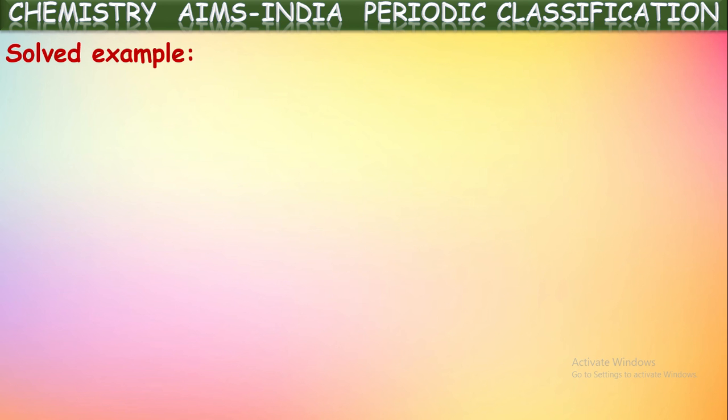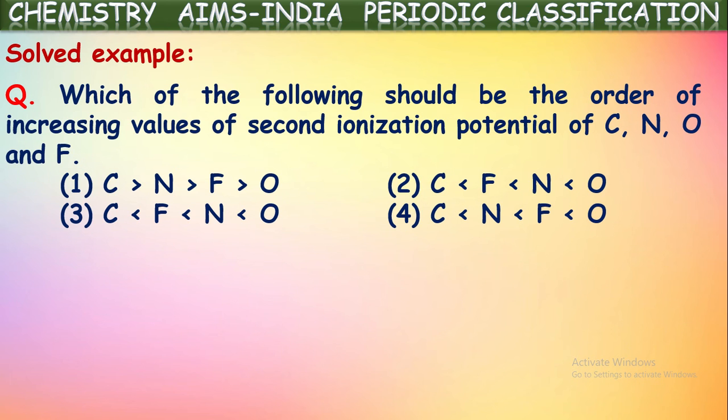Let us see a solved example based upon the ionization potentials of the elements. Say, which of the following should be the order of the increasing values of second IP values of carbon, nitrogen, oxygen, and fluorine. So we know there is some relation between these elements. These four elements are in the same period, isn't it? Now they're asking to find the increasing order or decreasing order of second IP values. Second IP means the energy required to remove the outermost electron of unipositive ion, means they already lost one electron.